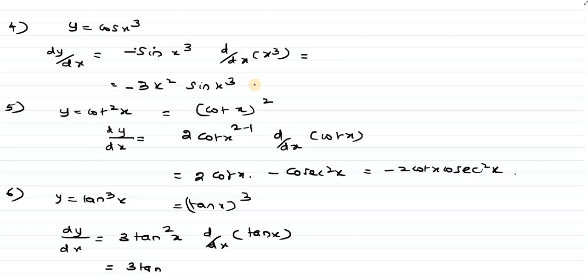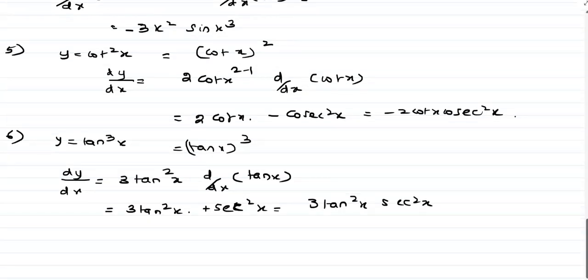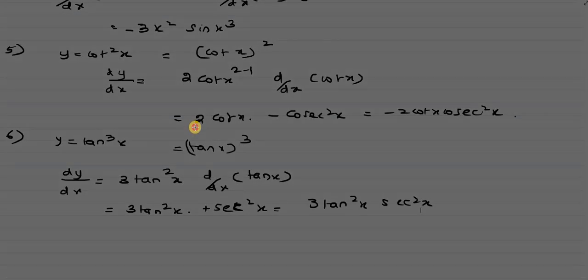So it will be 3 tan square x. Differentiation of tan x is what? It is secant square x. So it will be 3 tan square x secant square x. Further you need not simplify. Okay. If it is a proving question, you need to simplify according to the given answer. When it is a simple thing, you can just leave it here.